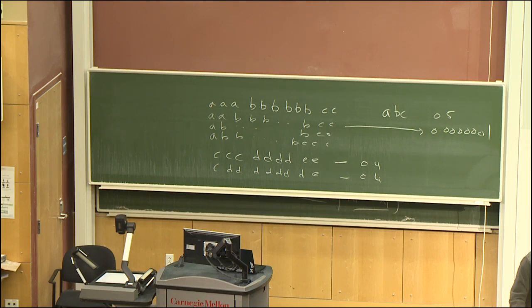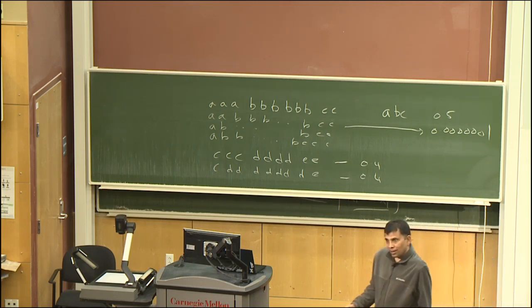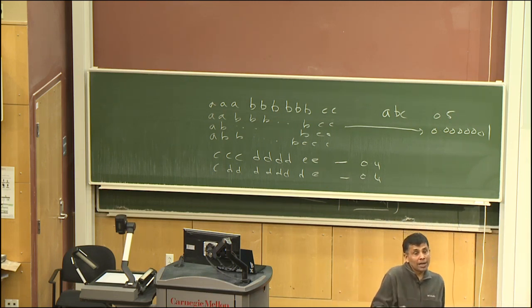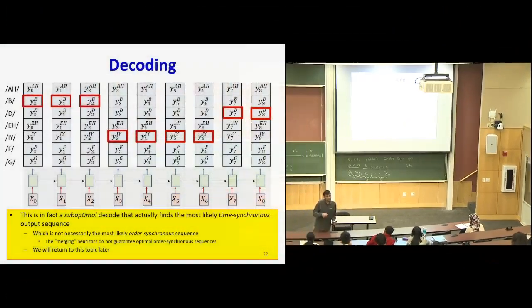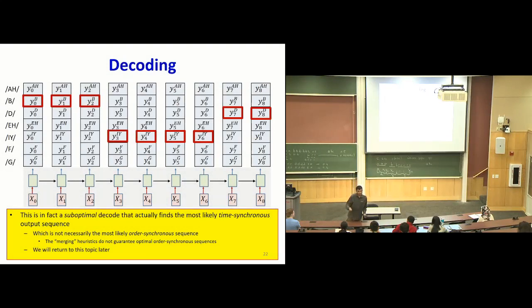CDE, right? Because across all possibilities of alignment, this actually ended up having a higher probability. So while ABC was the more likely synchronized, time synchronous output, CDE was the more likely order synchronous output. And what we are really trying to find is the more likely order synchronous output, not the most likely time synchronous output. Question here? Make sense?